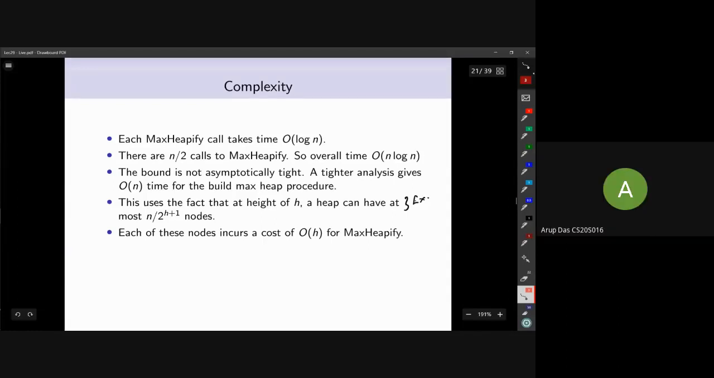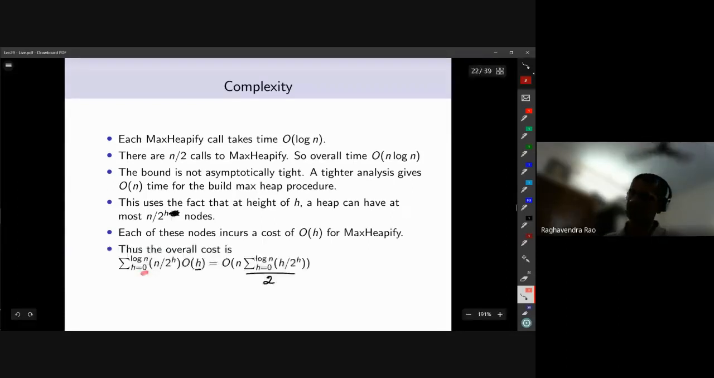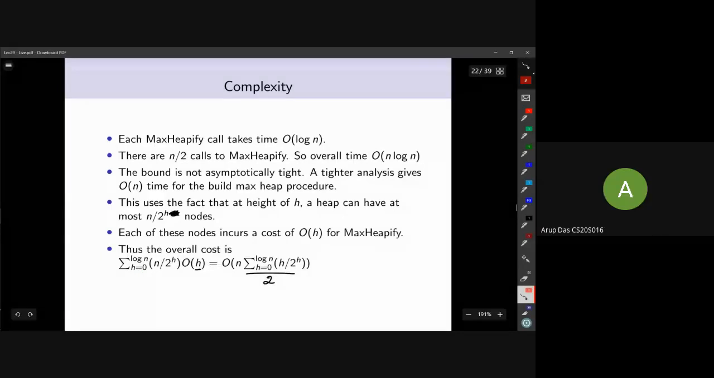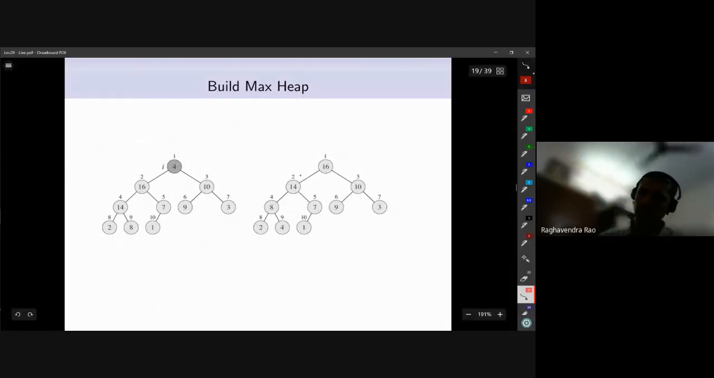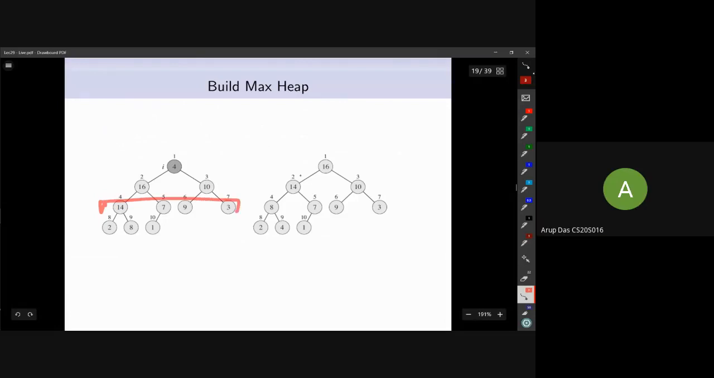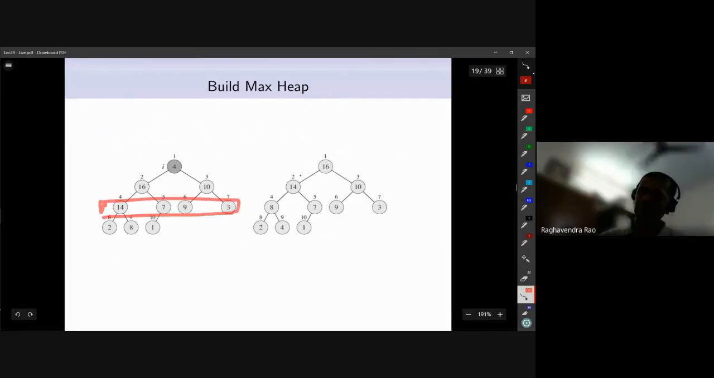Sir, the second last level will incur a cost of 1, right? Which one? This one? Yes, sir. Yeah, I have taken it as 2. It's just a constant multiple.